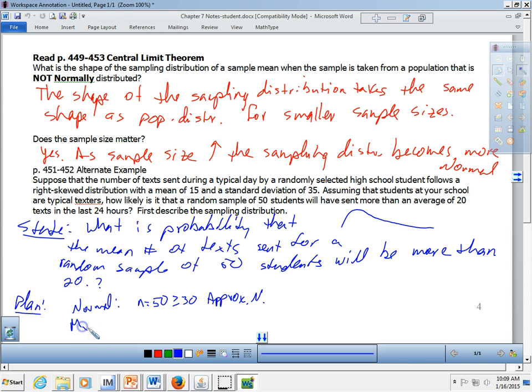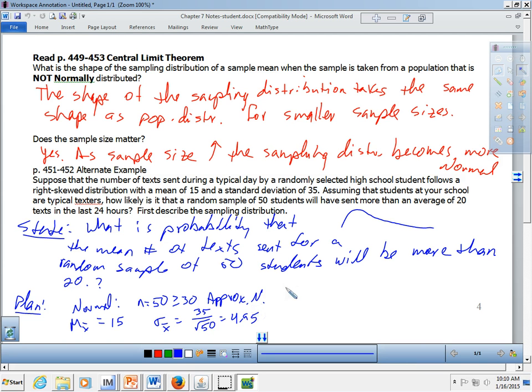The mean, what's the mean of our sampling distribution? Remember that sample mean is an unbiased estimator. So our sampling distribution mean is going to be 15, because that's the mean of our population. And the standard deviation of our sampling distribution is going to be simply taking the standard deviation of the population and dividing it by the square root of 50, right? And so we do that, and we get 4.95.